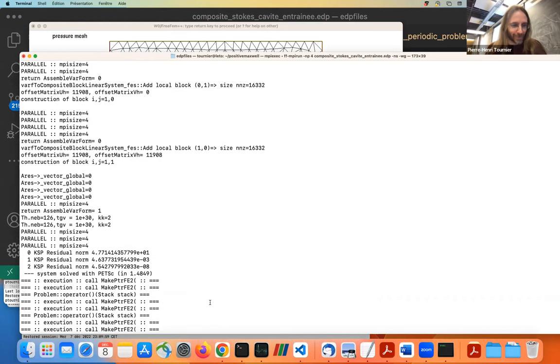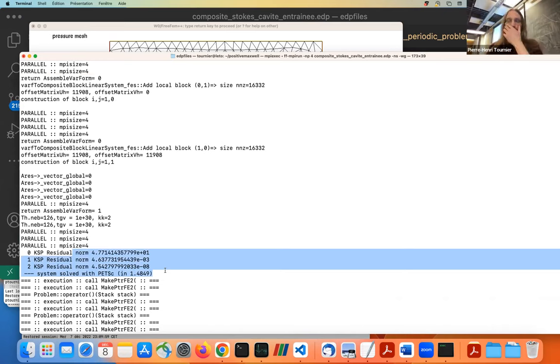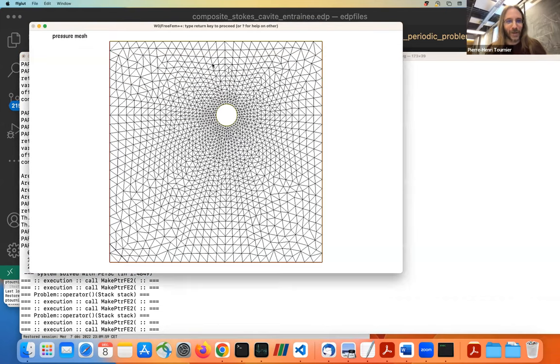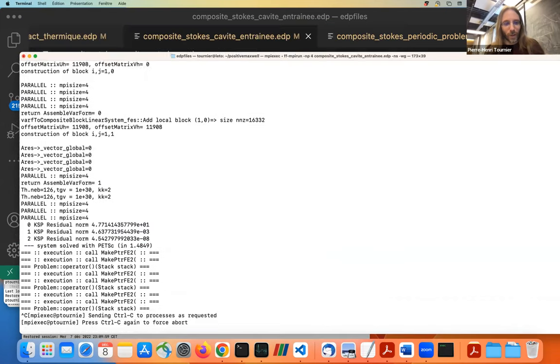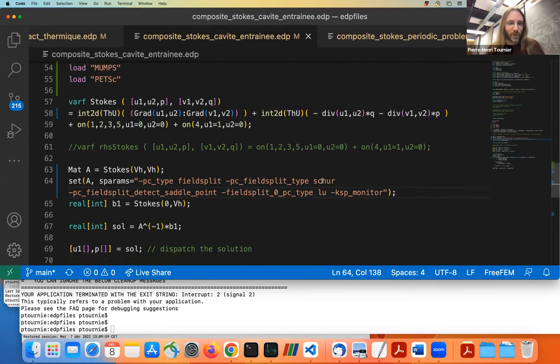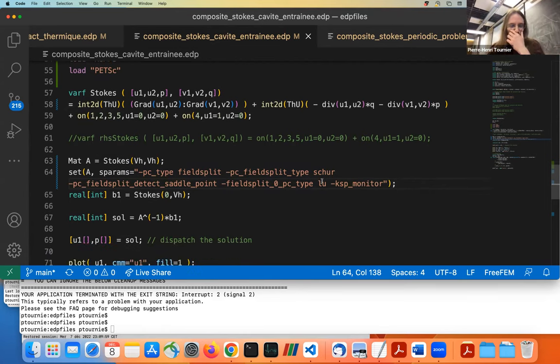Oh, it works. Okay. So you see three iterations for this Schur complement type preconditioner. So it's slower, but this is a very small problem, so it will be. But you see, with this formulation you can automatically use fieldsplit preconditioners, with the fields naturally defined by your composite finite element space, which splits your problem into coupled variables, right?